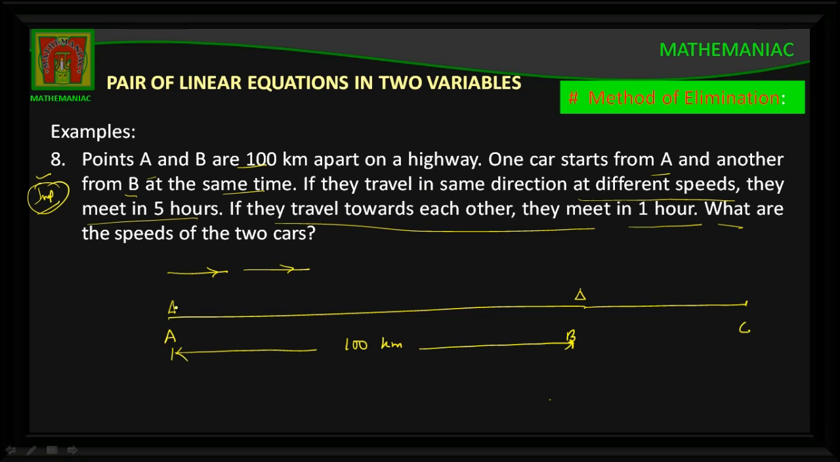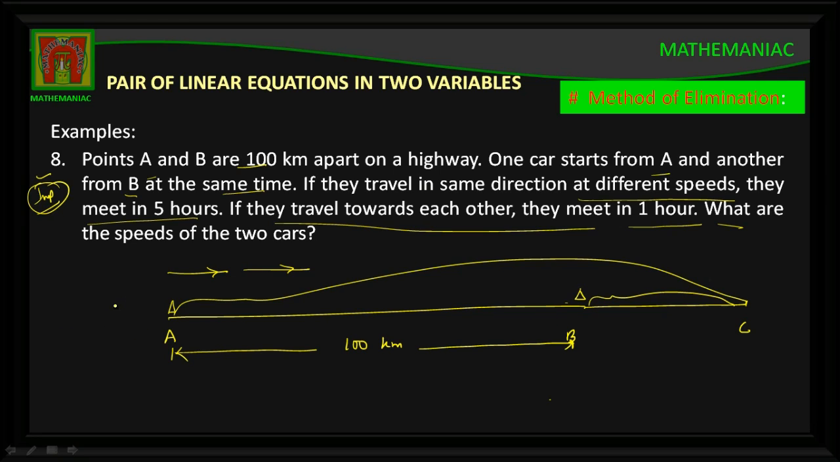What does that indicate? The car at A will have higher speed because in 5 hours it will cover this much, whereas the car at B will have lower speed because in 5 hours it will cover this much. So what I mean to say is that you have to consider at the beginning only one car with bigger speed. Choice is yours. You can consider the other one. In that case, this figure will go in the opposite direction.